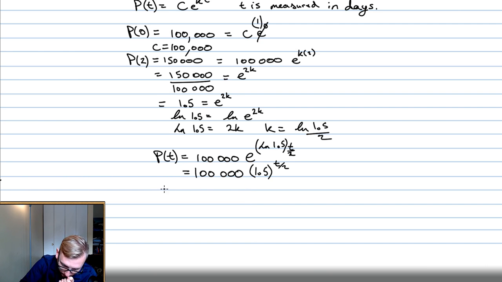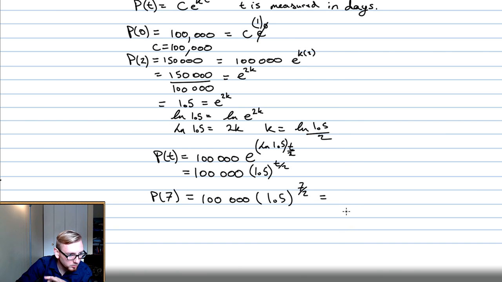And now we'll plug in t of 7. 100,000 times 1.5 to the 7 over 2, which, if you type it into your calculator, boop, boop, beep, we get 413,000 bacteria. Which is a good estimate. I think so.